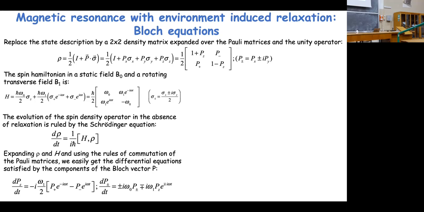And you get this equation here, which shows you that the z component, dpz over dt, is coupled to p plus and p minus, and dp plus and p minus is coupled to pz. So you see that you have two coupled equations. The longitudinal Bloch vector is coupled to the transverse one, and reciprocally, the transverse one is coupled to pz.